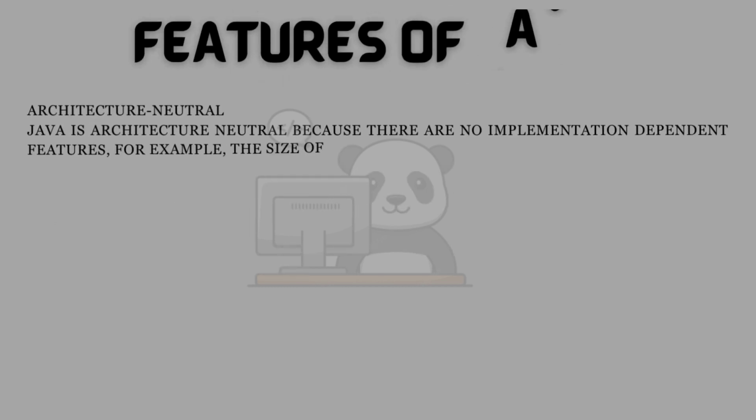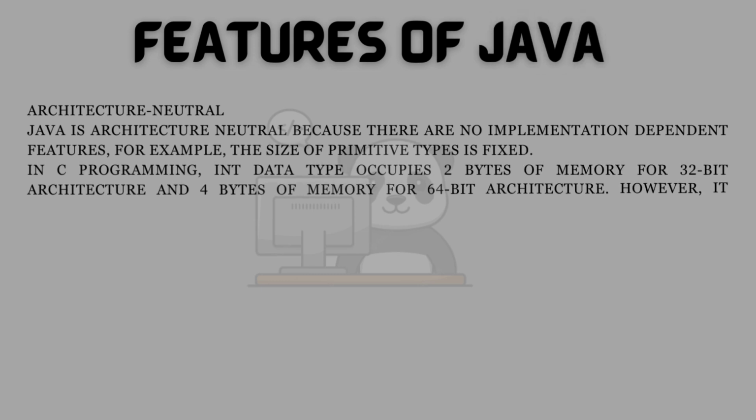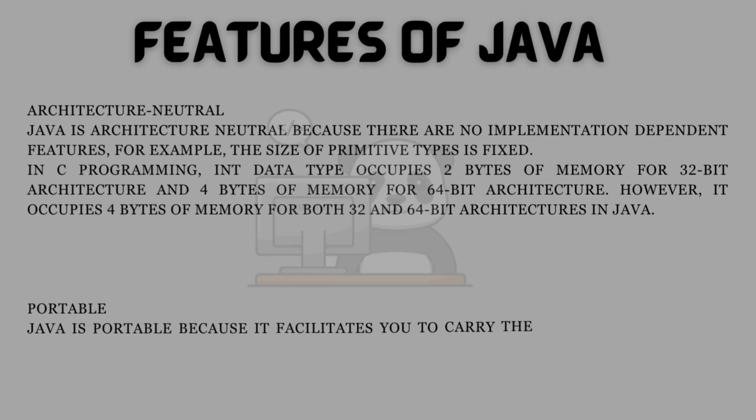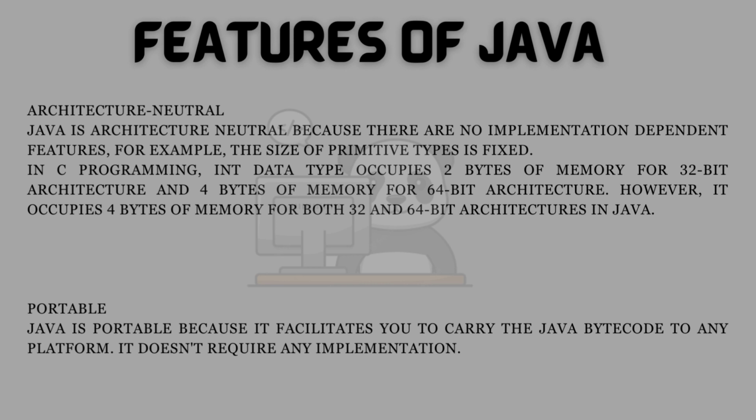Architecture neutral. Java is architecture neutral because there are no implementation-dependent features. For example, the size of primitive types is fixed. In C programming, the int data type occupies 2 bytes of memory for 32-bit architecture and 4 bytes of memory for 64-bit architecture. However, it occupies 4 bytes of memory for both 32 and 64-bit architectures in Java. Portable. Java is portable because it facilitates you to carry the Java bytecode to any platform. It doesn't require any implementation.